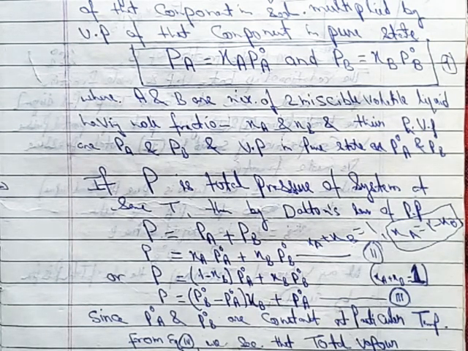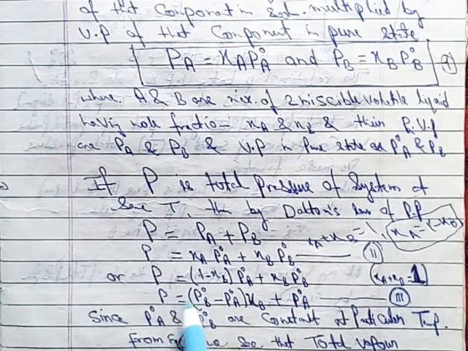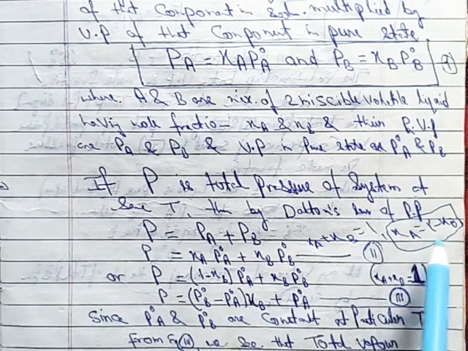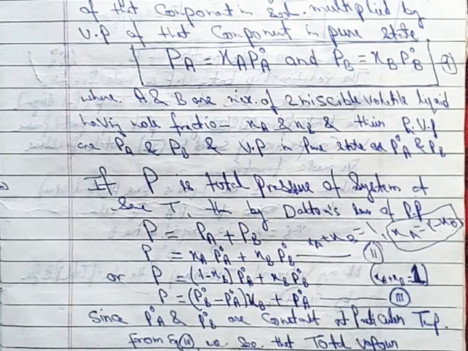Therefore, at a particular temperature, the total vapor pressure is a linear function of what? That is the mole fraction, XA or XB. So it is said to be a linear function of mole fraction XB, as we are taking XB here. If we take XB as 1 minus XA, then we consider XA. So the total vapor pressure is a linear function of mole fraction XB or XA, if we take XA equals 1 minus XB.